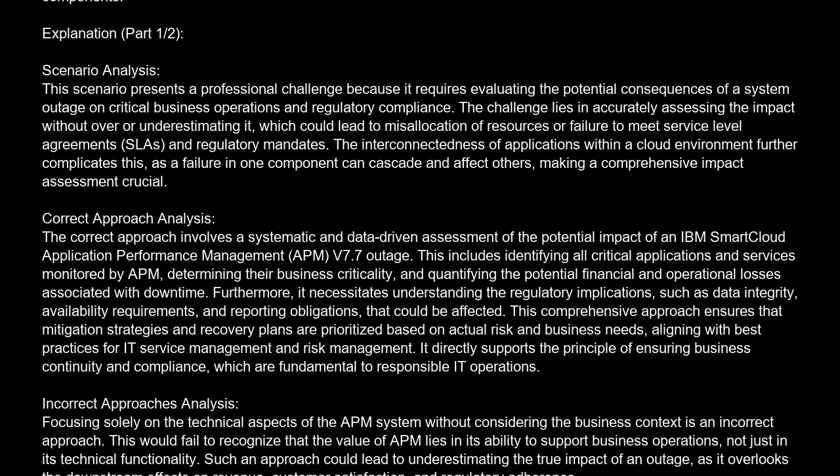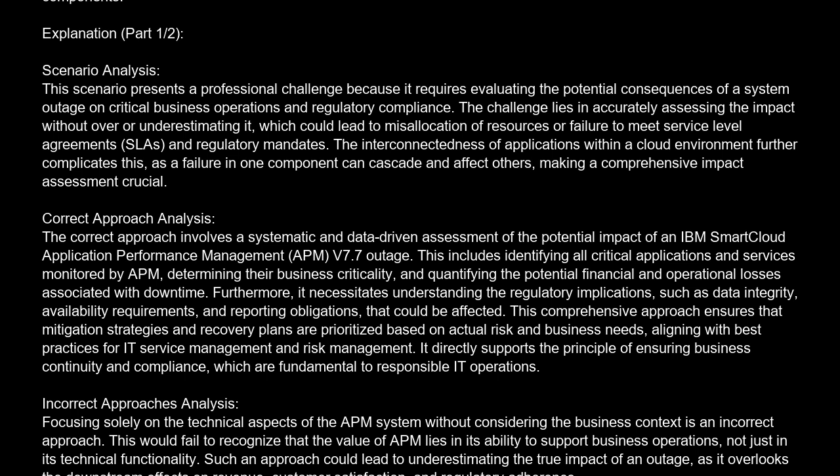Incorrect approaches analysis. Focusing solely on the technical aspects of the APM system without considering the business context is an incorrect approach. This would fail to recognize that the value of APM lies in its ability to support business operations, not just in its technical functionality. Such an approach could lead to underestimating the true impact of an outage, as it overlooks the downstream effects on revenue, customer satisfaction, and regulatory adherence.